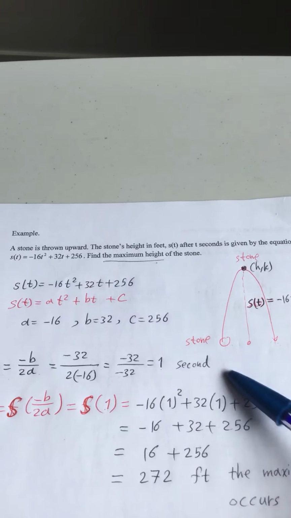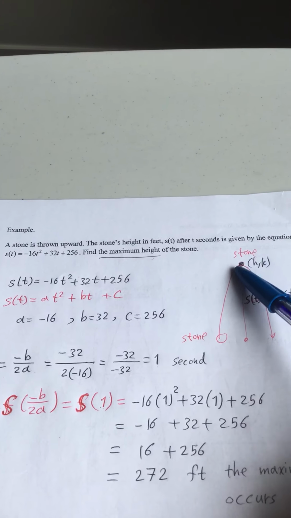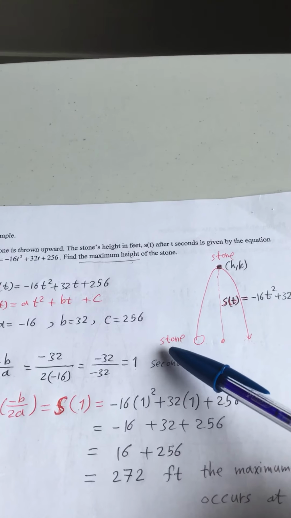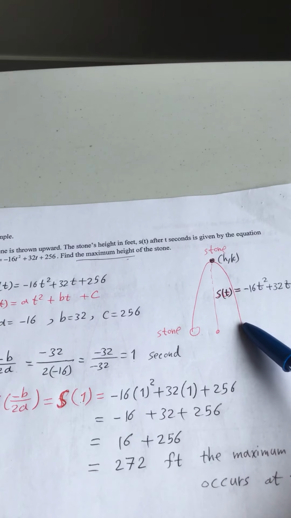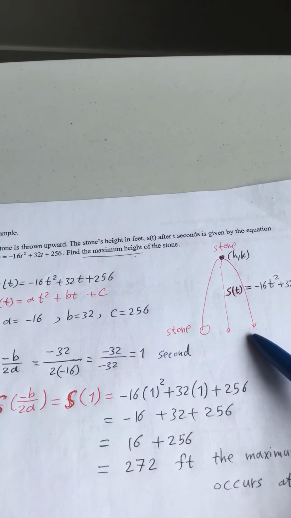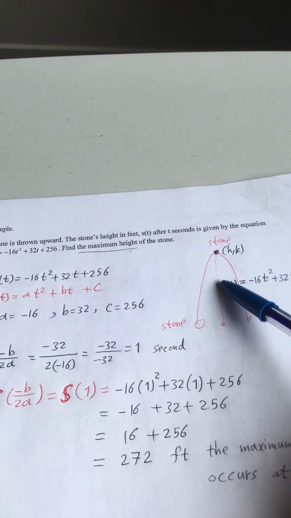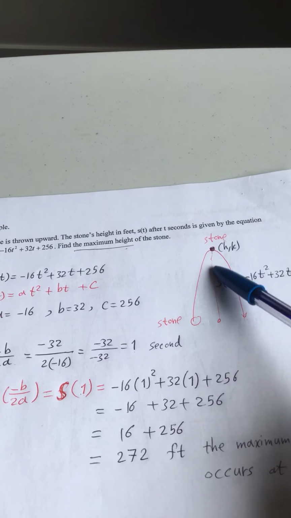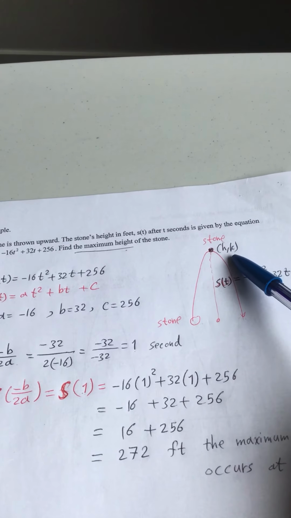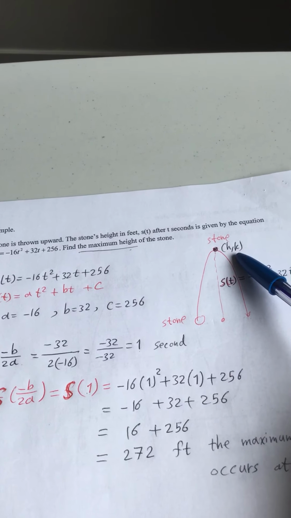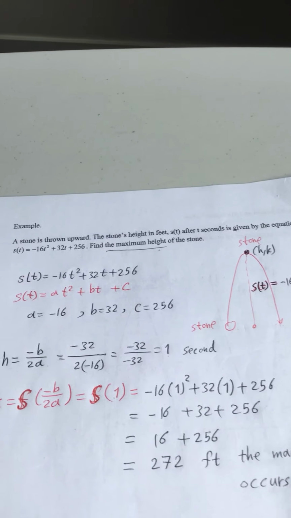Here we need to find the maximum height. The maximum height means find k. If you look at this graph, a stone is thrown upward, so the graph is like a parabola that opens downward. Here we get a maximum value. This distance is called the maximum value, which is equal to k. So first find the vertex (h, k), and k here is the maximum height.